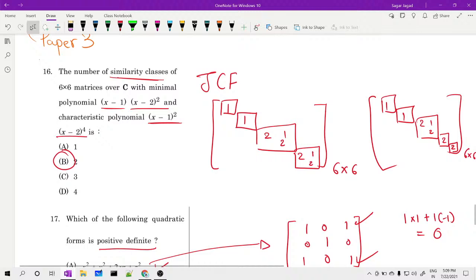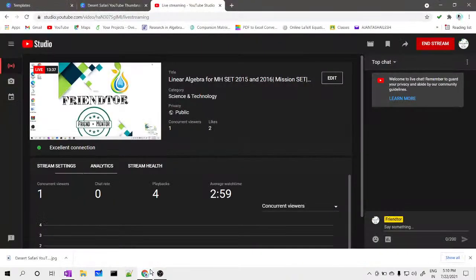Now we are just stuck in this question number 16. The number of similar classes of 6 cross 6 matrices over C with the minimum and characteristic polynomial this. So we want to understand what they meant by similar classes of 6 cross 6 matrices. Let us search that over here.